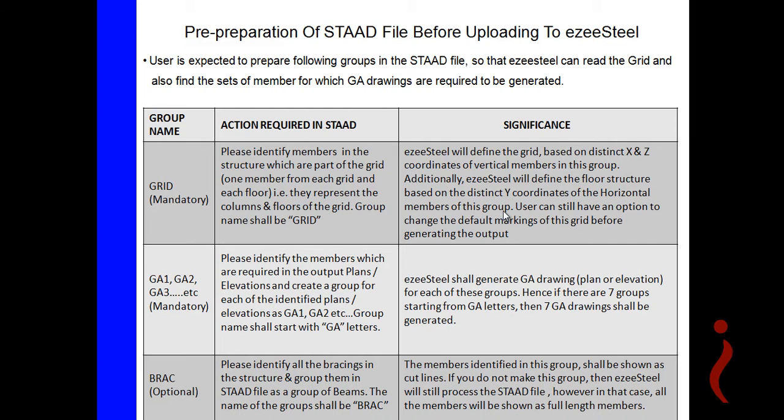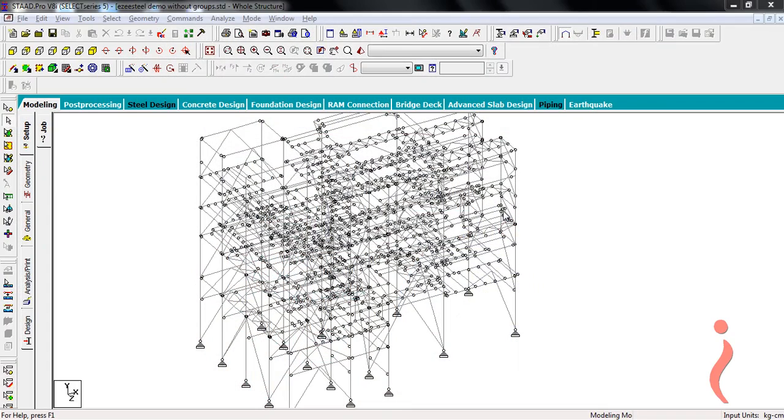After the grid is defined or analyzed using this group, EzeeSteel gives automatic marking to all the grid lines. After the automatic marking is done, the user still has the option to change the default markings of this grid before generating the actual outputs. Now we will go to STAAD and see how the grid group can be prepared.